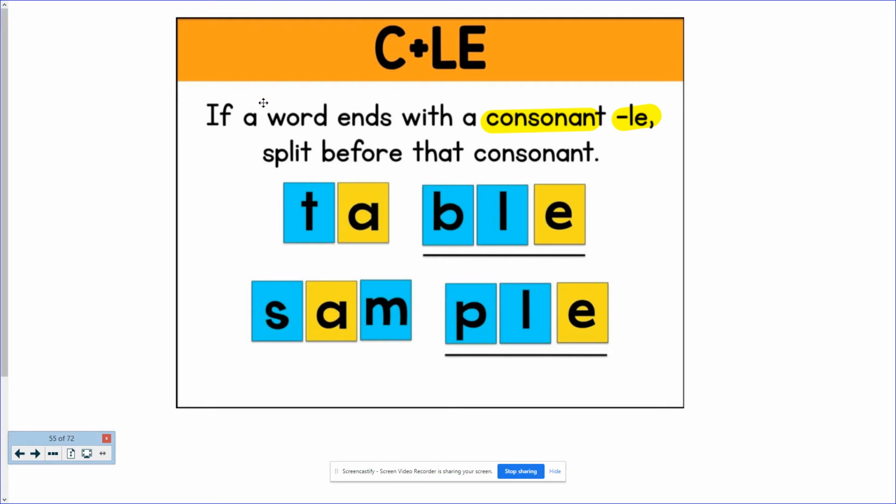Now, just a couple things. Remember, if the word ends in the consonant and then the LE, split it before the consonant. So here's your LE, like table. There's your LE. Here's your first consonant, the one right before it, and then you split it right here. Again, here's your LE. Here's your consonant. You split it right there for the syllable break.